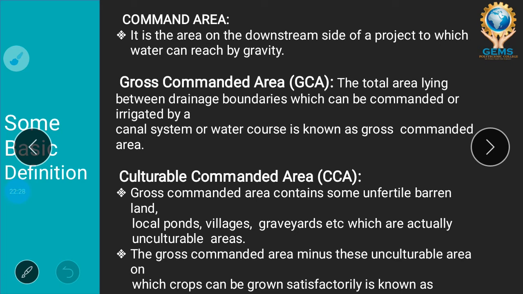नेक्स्ट इज ग्रॉस कमांड एरिया. ग्रॉस कमांड एरिया इज व्हाट, द टोटल एरिया लाइंग बिटवीन ड्रेनेज बाउंड्री विच कैन बी कमांडेड or irrigated by a canal system or a water course is known as a gross command area, which can be like overall command area. Like as we all know कि अगर डाउन स्ट्रीम में ड्रेनेज बाउंड्री के बीच पड़ता हो और कैनाल वाटर से उसमें हम लोग खेती कर सकें, तो उसको हम लोग क्या बोलते हैं, ग्रॉस कमांड एरिया.